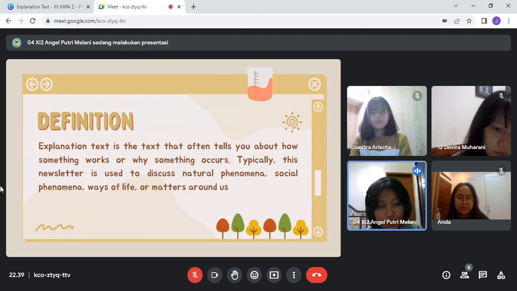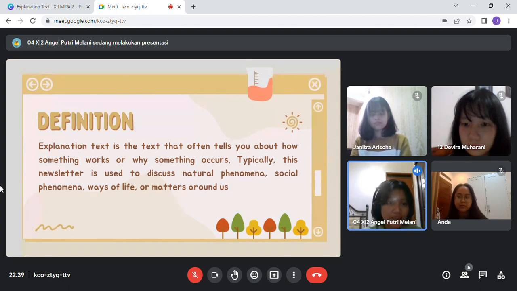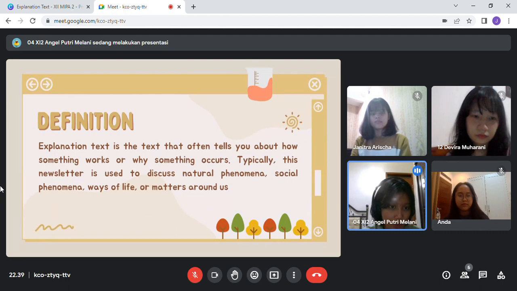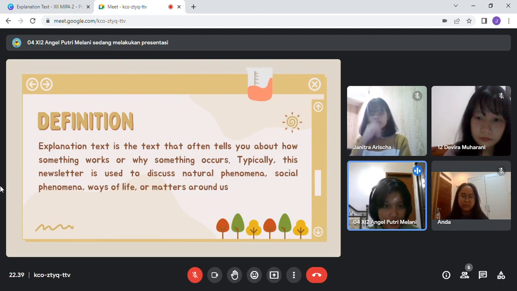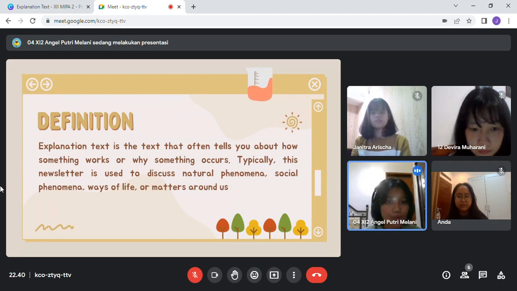The first part of this presentation is definition of explanation text. Explanation text is the text that often tells you about how something works or why something occurs. Typically, this text is used to discuss natural phenomena, social phenomena, ways of life, or matters around us.